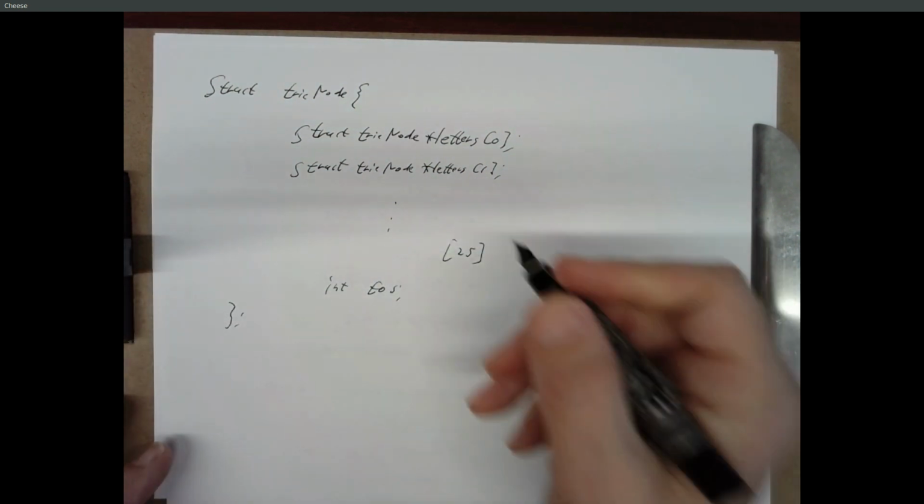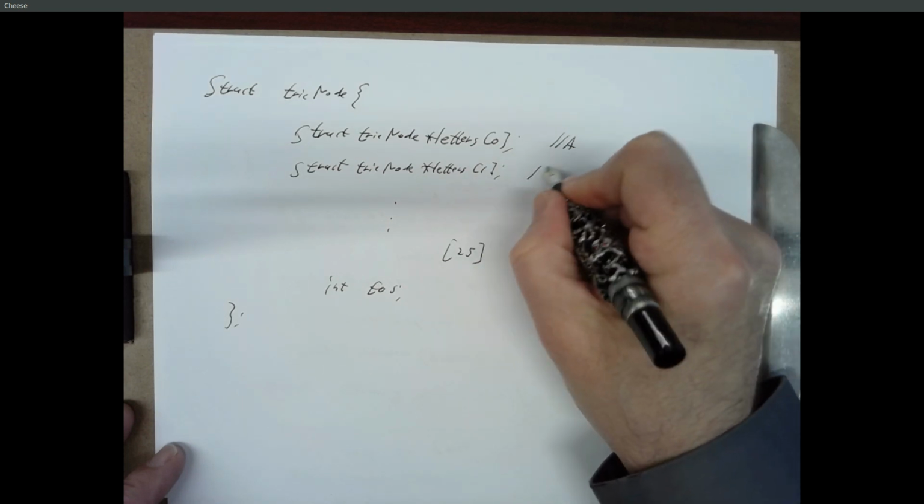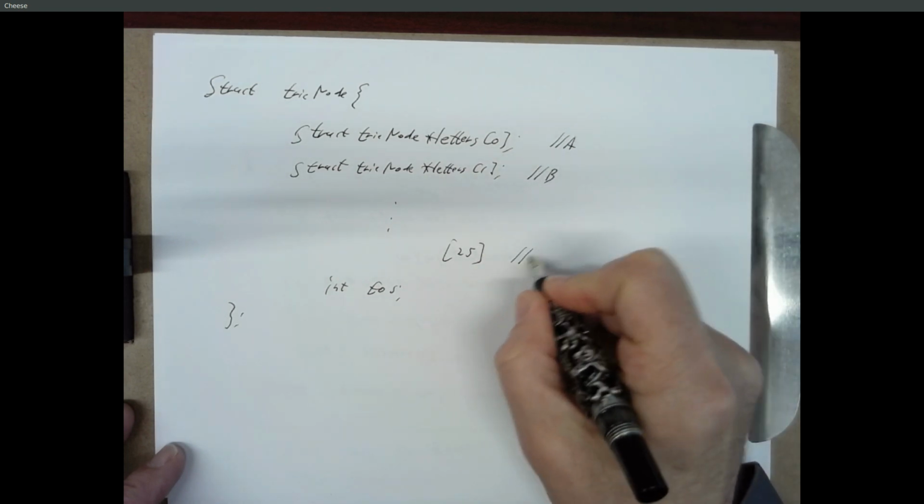This first pointer, letters bracket 0, corresponds to the letter A. The next one is B. The last one is the letter Z.